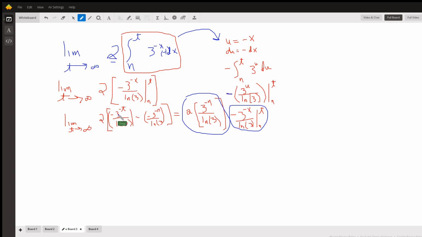And the thing to realize is that 3 to the minus t is the same as 1 over 3 to the t. As t approaches infinity, that's going to approach 0. So this term, as t approaches infinity, disappears. And then we have 2 times minus a minus 3 is plus 3. So it's 2 times 3 to the minus n over ln of 3. That's the upper bound in terms of n.